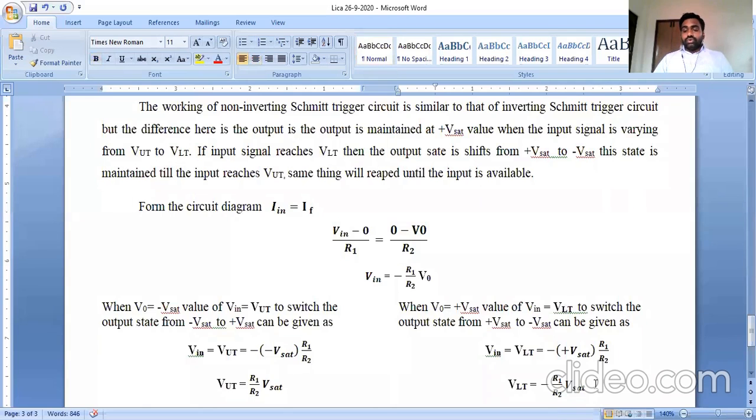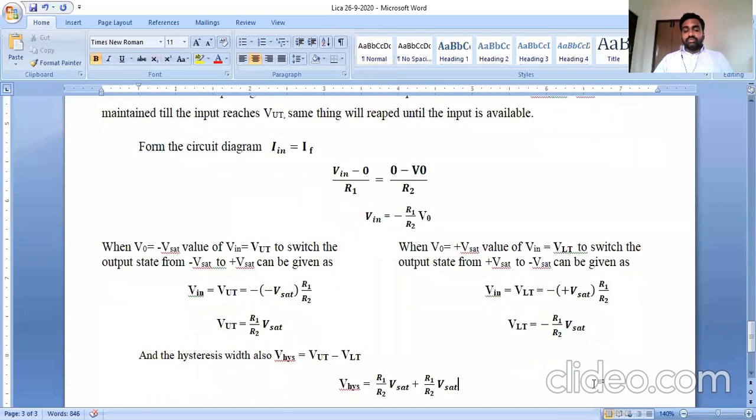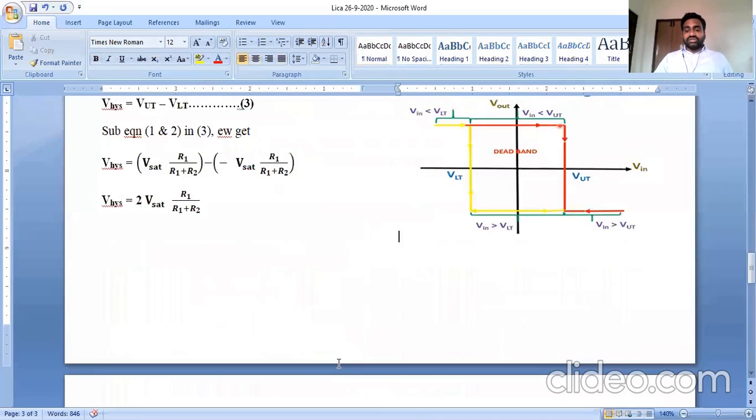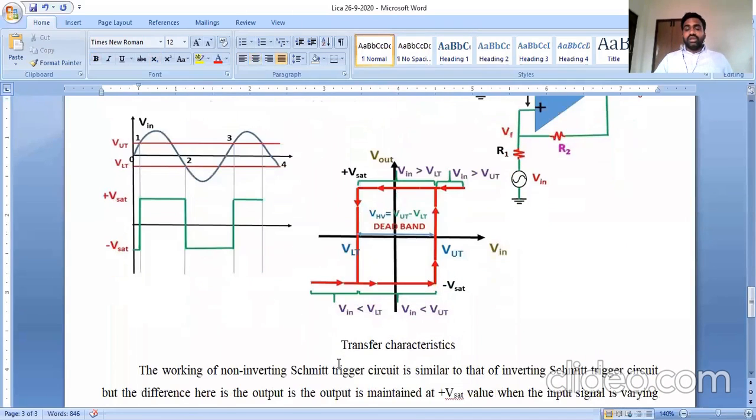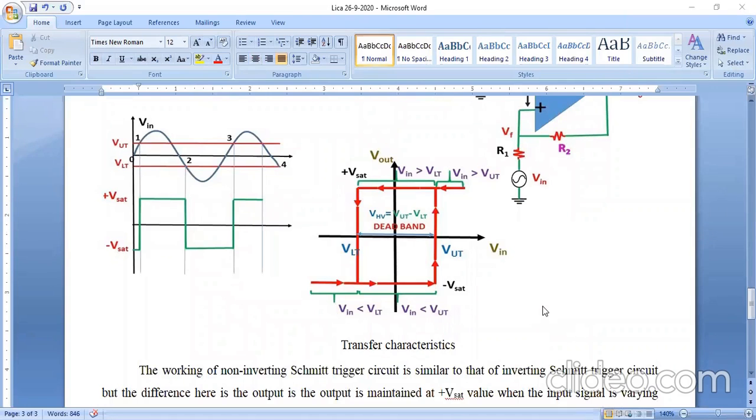From this analysis we can calculate the hysteresis voltage. But before calculating the hysteresis voltage, we will analyze the transfer characteristics of the operational amplifier, the transfer characteristics of a non-inverting type Schmitt trigger.